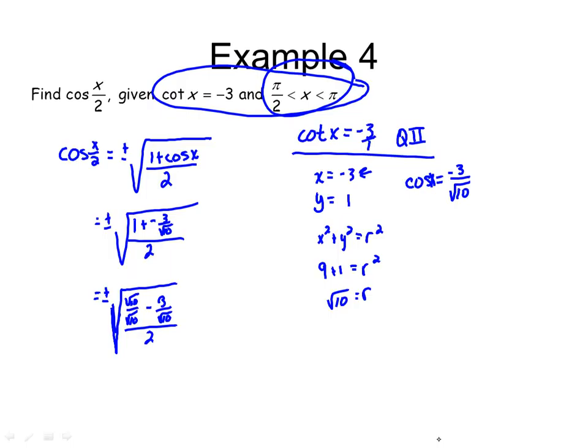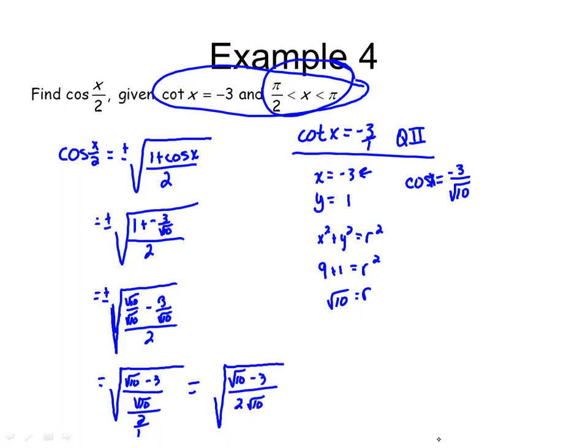Okay, so if I put those numerators together, I'm going to have the square root of 10 minus 3 over the square root of 10, over 2 over 1. So let's do some skin over guts and see what happens. We're going to have square root of 10 minus 3 over 2 square roots of 10. Joy, joy.